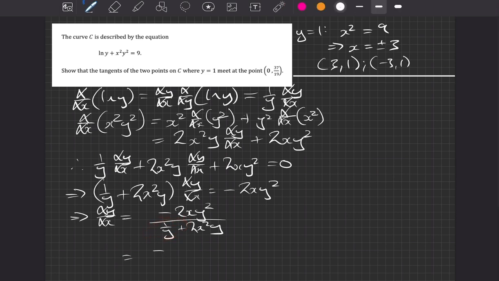So the top now is going to be 2xy cubed, and the bottom, well, the y cancels with that one to make a 1, and in the second term it makes the y into a y squared. So we have 2x squared y squared. Happy days. We can see by inspection now that in our coordinates, we have the y value the same, and the x value is just the negative of itself.